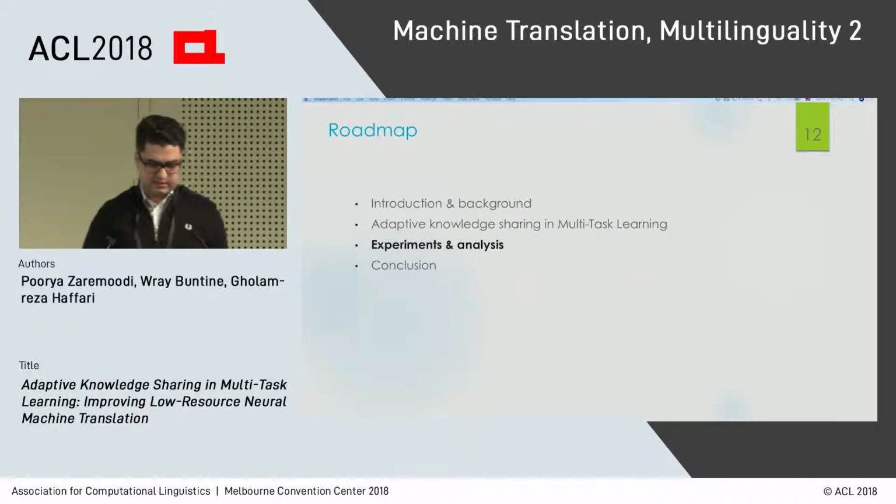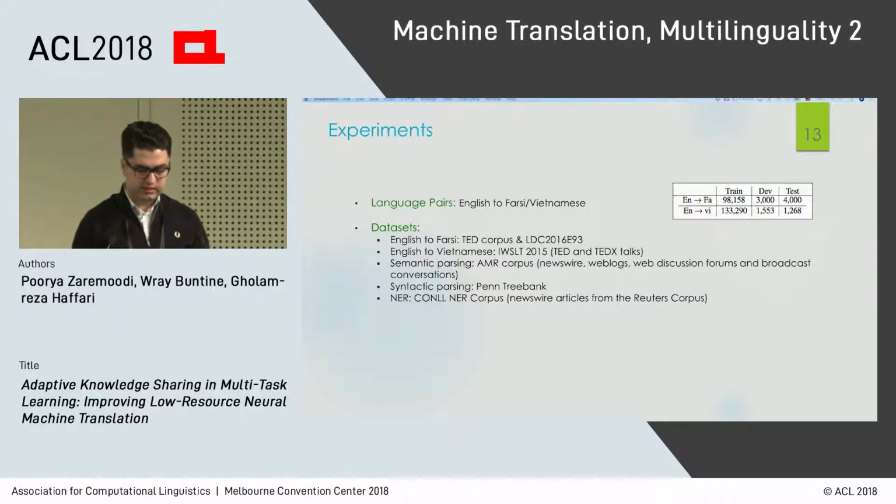Let's see some experiments, results, and analysis. For the experiments, we used English to Farsi and English to Vietnamese as 2 low-resource languages. Here you can see the statistics for the training data. For English to Farsi, we used the TED corpus and the Farsi representative language pack from the Linguistic Data Consortium. For English to Vietnamese, we use IWSLT 2015, which contains sentences from TED and TEDx talks.